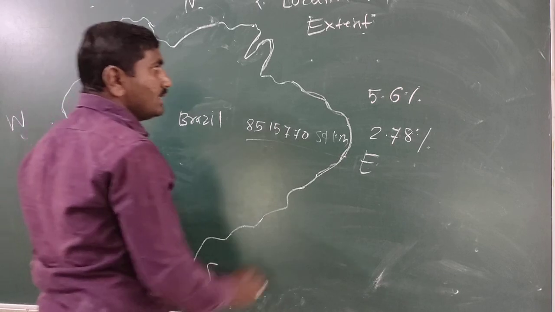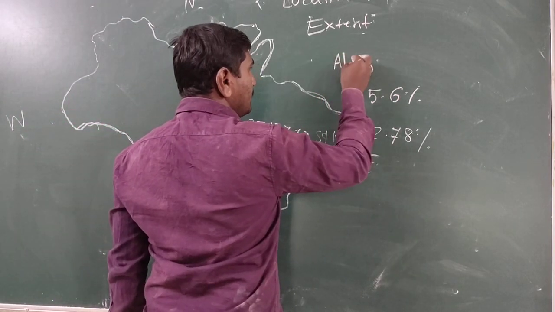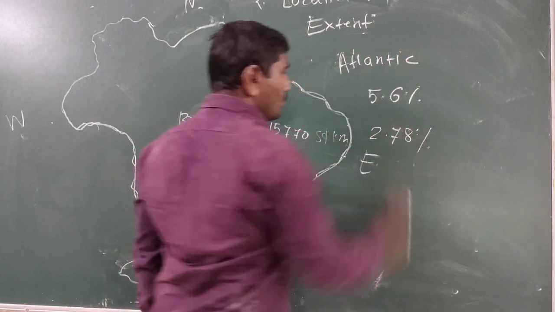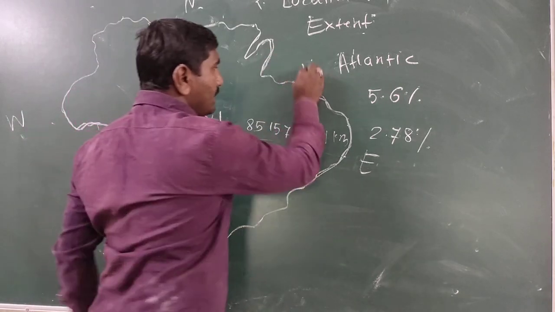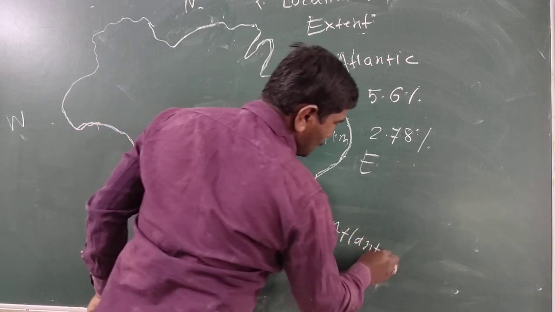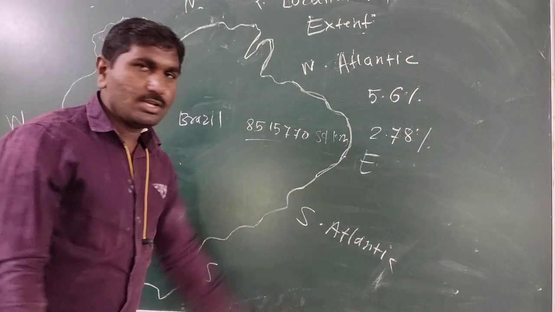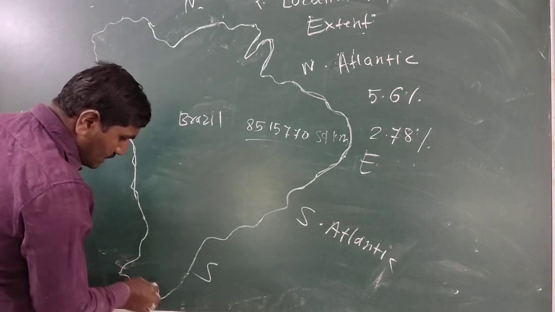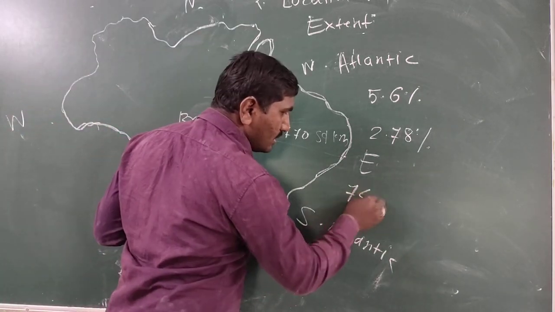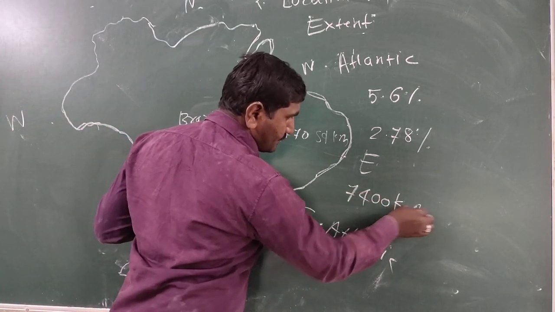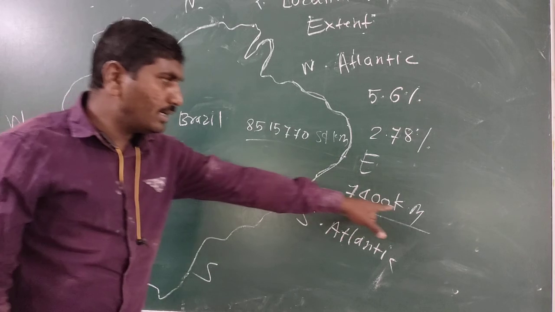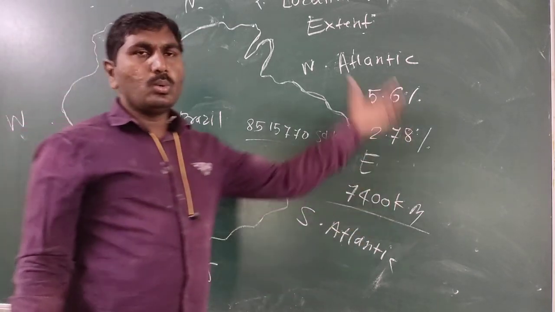Why? Because this is the oceanic area. This is the Atlantic Ocean. This is the North Atlantic Ocean, and this is the South Atlantic Ocean. So such a classification we can do. When we think about the length of the coastline, the length of the coastline is 7,400 kilometers.